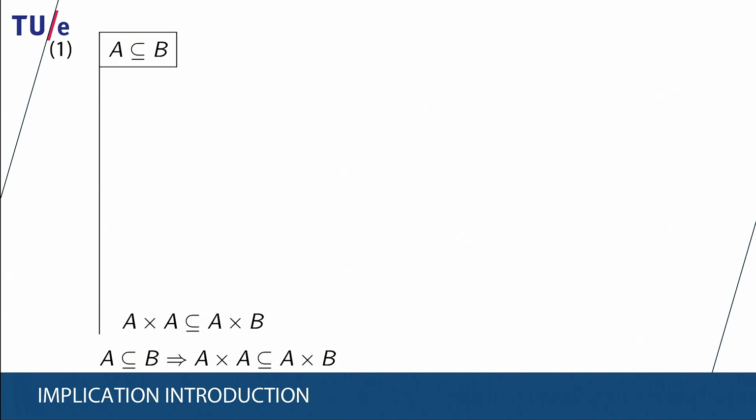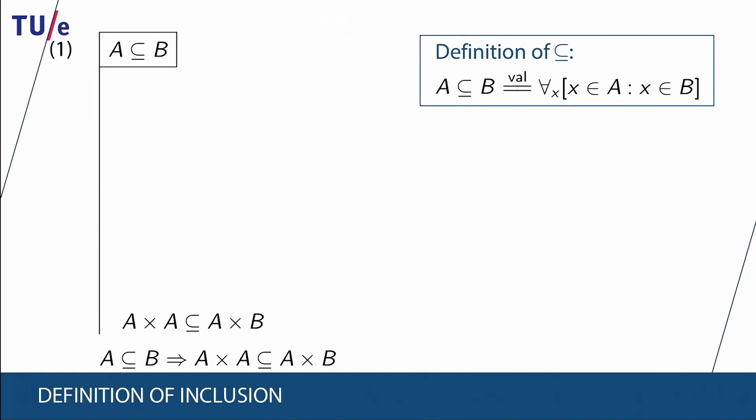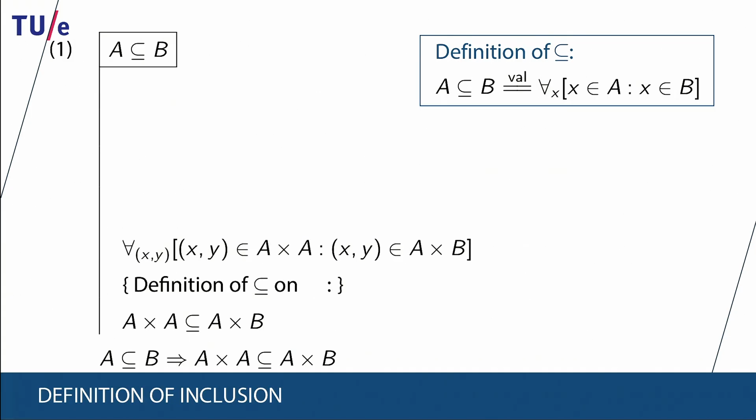We get the inclusion of A in B as an assumption and should still establish that the Cartesian product of A with itself is included in the Cartesian product of A with B. Our goal is to prove that some set is included in some other set, so we apply the definition of inclusion. Our new goal is then to prove that every element of the left-hand side set is included in the right-hand side set. Note how we take into account that the elements of a Cartesian product are pairs.